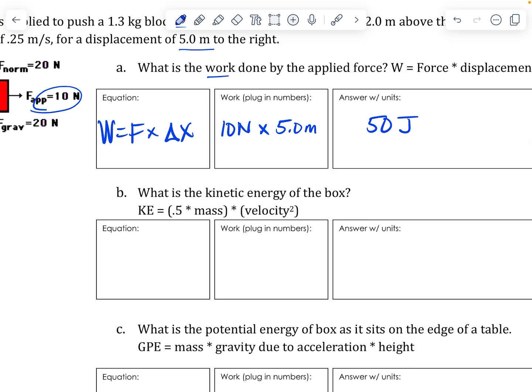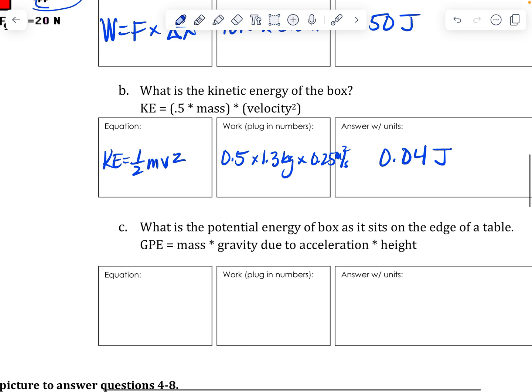Then, same scenario, it wants to know kinetic energy. 1/2 mv squared. So we have 0.5 times our mass, 1.3 kilograms, times our velocity, which is 0.25 meters per second squared. Multiply all that out and you should get 0.04 joules. Make sure to square the 0.25.